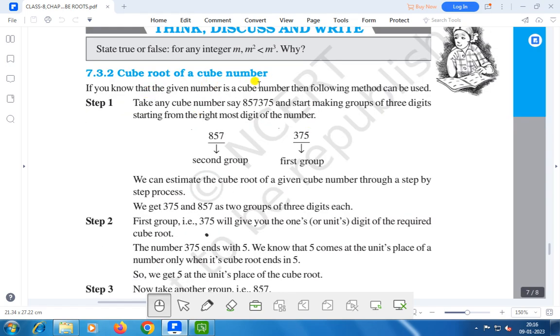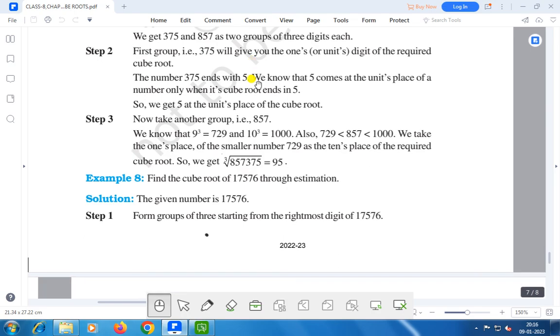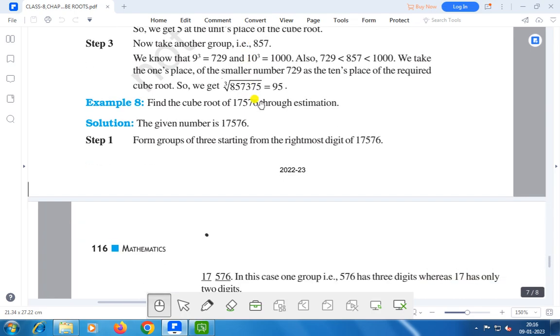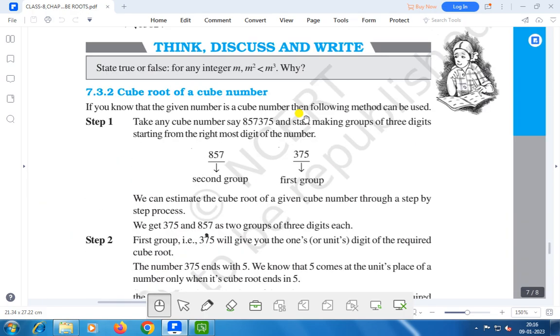Cube root of a cube number. Now we'll find the cube root of a cube number through estimation. If you know that the given number is a cube number, then the following method can be used.